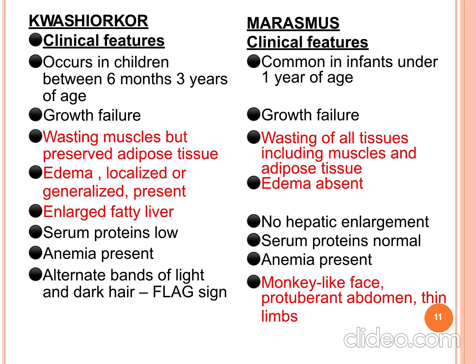Whereas marasmus, which is common in infants under 1 year of age, shows growth failure and wasting of all tissues including muscles and the adipose tissues. Edema is absent here, there is no hepatic enlargement, serum proteins are normal, anemia is present, and there is a monkey-like face, protuberance of the abdomen, and thin limbs.